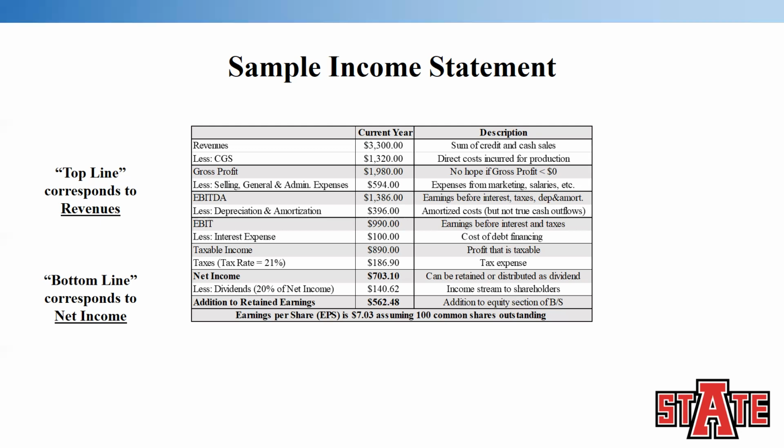So we like that. If we want to adjust for the fact that depreciation and amortization are not true cash outflows, we'll simply add those dollars back. That leaves us with EBIT, earnings before interest and taxes, 990, another widely watched number. Then we subtract out interest expense. This is the sum of interest expense for bond financing and interest expense owed to various types of creditors. That's $100 in this case.